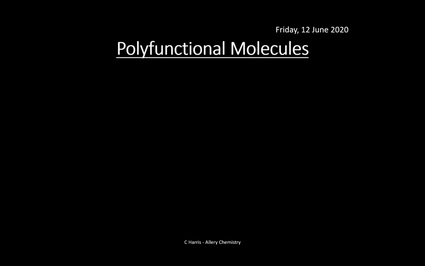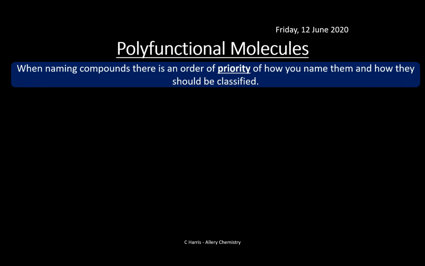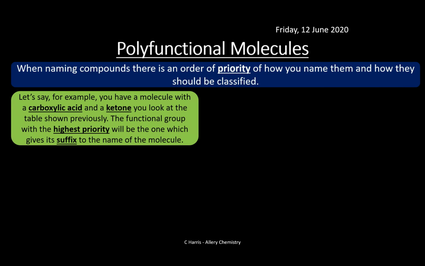Okay, so let's have a look at some examples here. So when naming compounds, there is an order of priority of how you name them and how they should be classified. Okay, so let's say, for example, you have a molecule with a carboxylic acid in and a ketone, and you look at the table that was shown previously, so you have that in front of you.